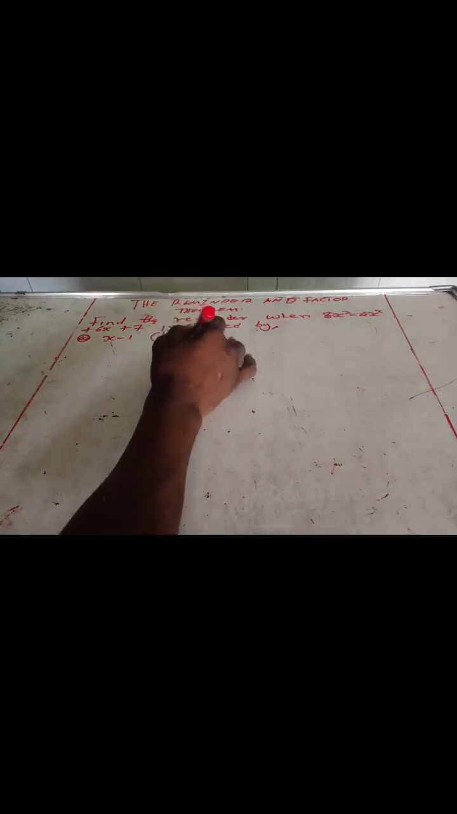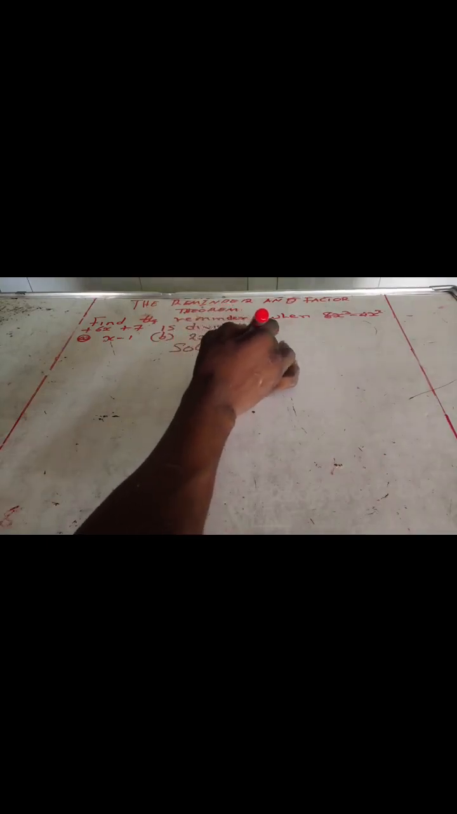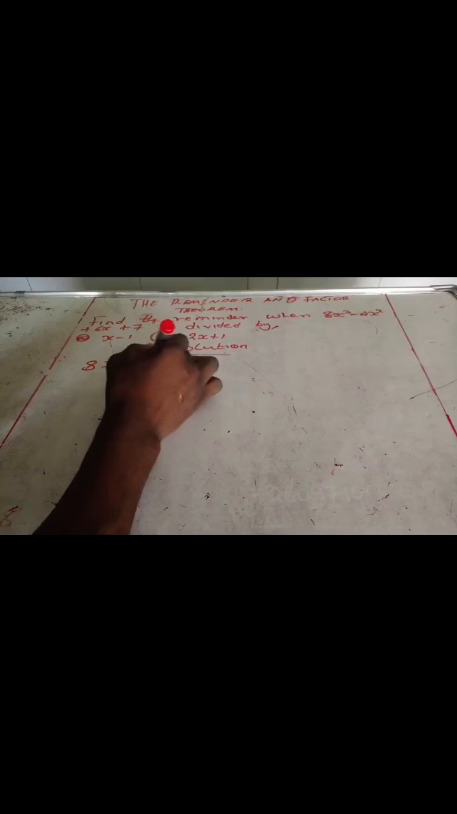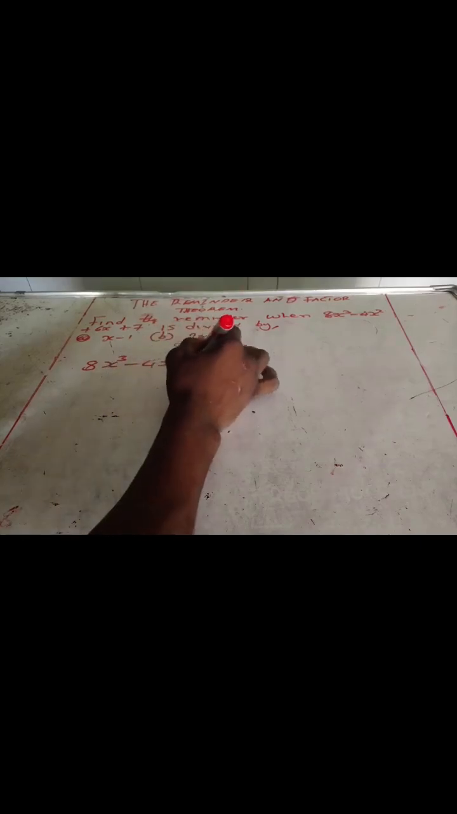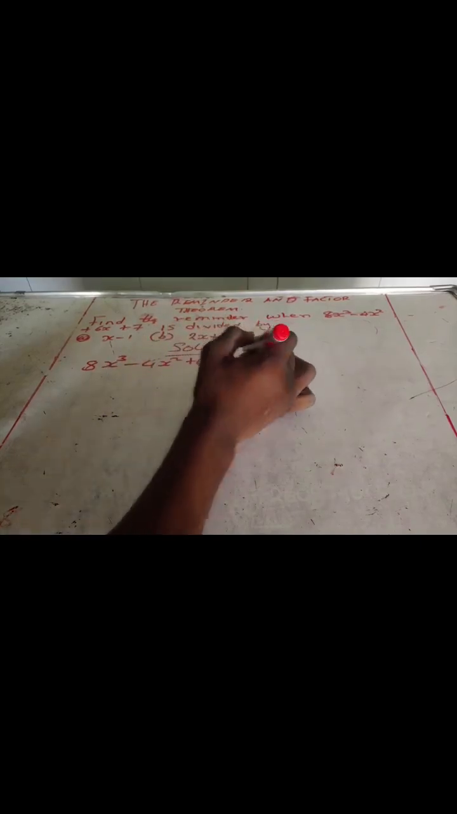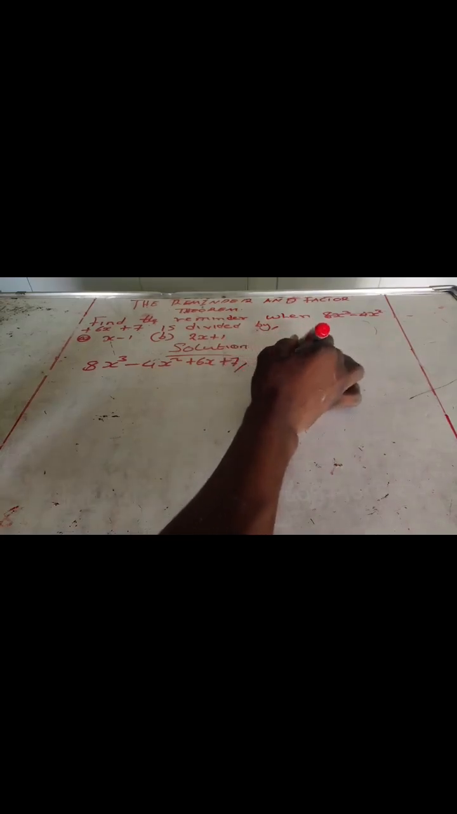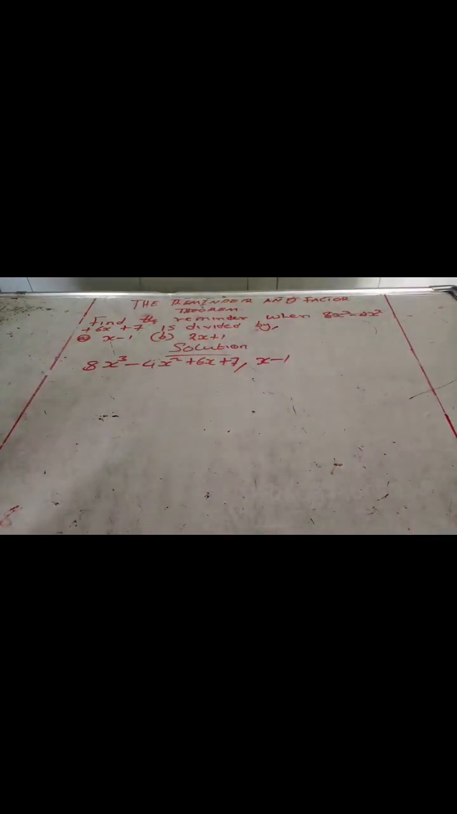So our solution begins here. Solution. First of all, we're going to rewrite the polynomial given. So the polynomial given is 8x cubed minus 4x squared plus 6x plus 7. Part A says that it is divided by x minus 1. So the first stage that we need to take here is finding the value of x. So how can you find the value of x? Don't worry, I'll show you.